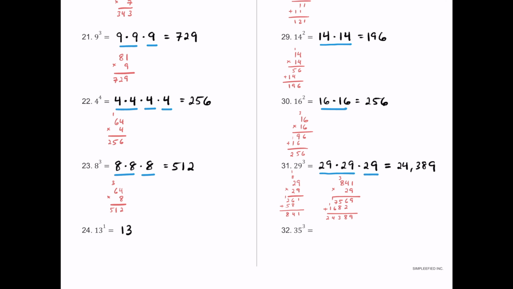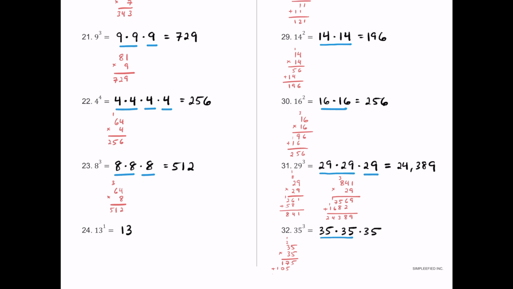All right, so finally for number 32, we have 35 cubed, or 35 to the third power. That's 35 times 35 times 35. And so I don't know 35 times 35, so I will have to do some multiplication. So let's give that a try. We have 35 multiplied by 35. And let's see, 5 times 5 is 25, carry the 2, that's gonna make 17. And then 5 times 3 is 15, carry the 1, 3 times 3 is 9, plus 1 is 10.